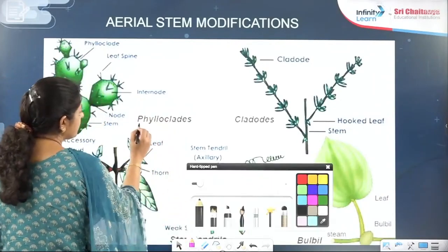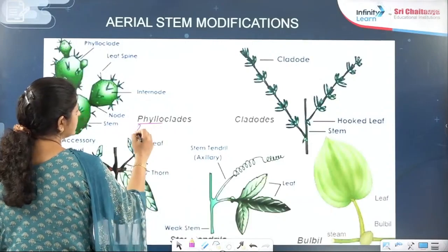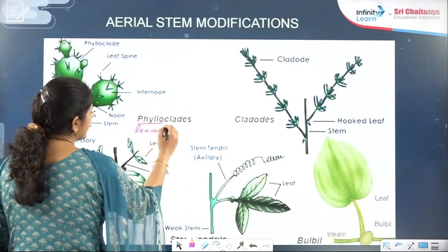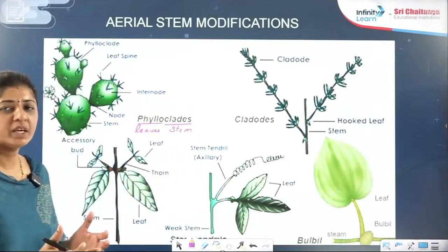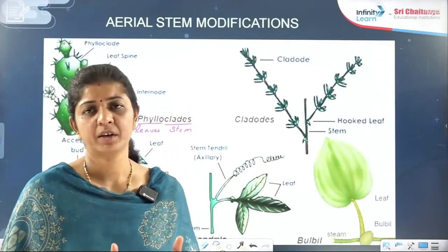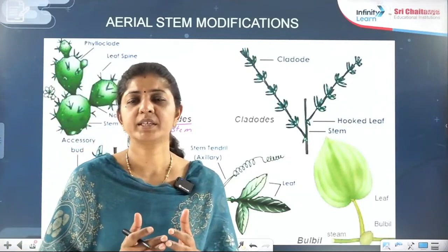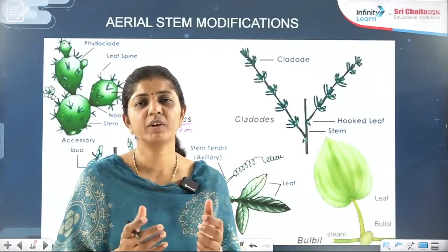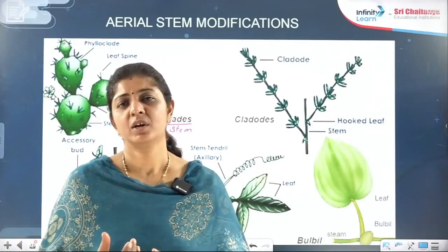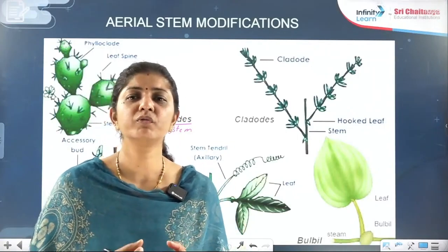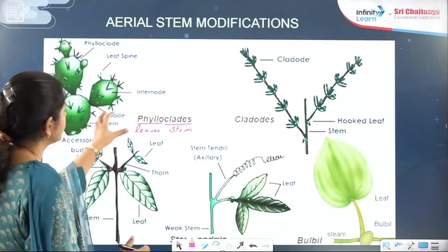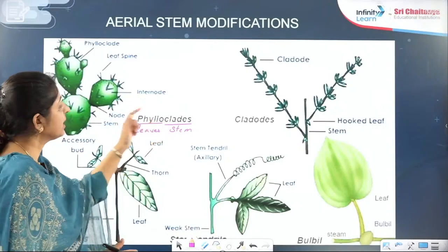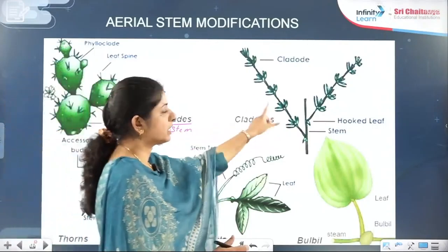Phylloclades. Keep in your mind the word phyllo stands for the leaves. Clad is for the stem here. When the stem becomes leaf-like, not only the main stem but even their branches become leaf-like, they will have the chlorophyll and show photosynthesis, such type of stem modification you call phylloclade, right?